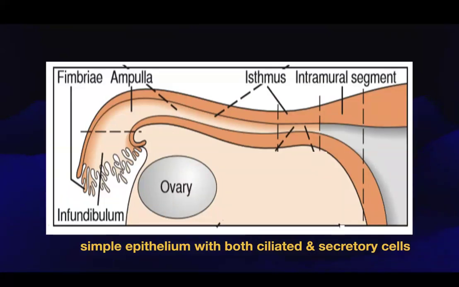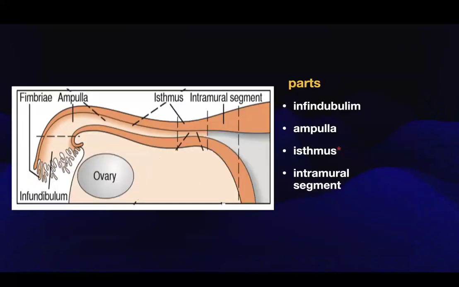It's also important to note that the epithelium is a simple epithelium with both ciliated and secretory cells. I want you to remember the ciliated part because I'm going to go back into it. It's the same kind of concept where you have that little egg floating inside the fimbriae, and you want to push it towards the uterus, and that's done in part with the help of those cilia.